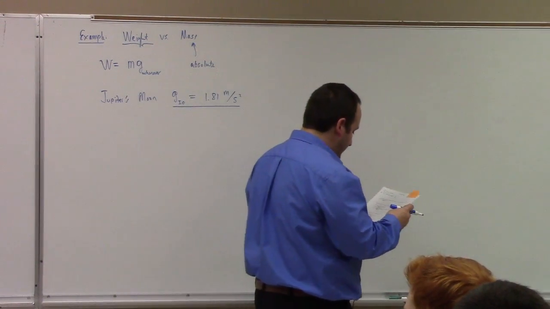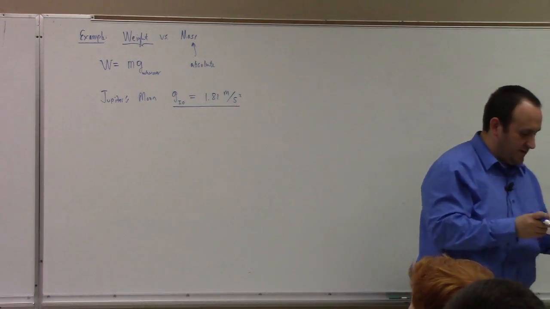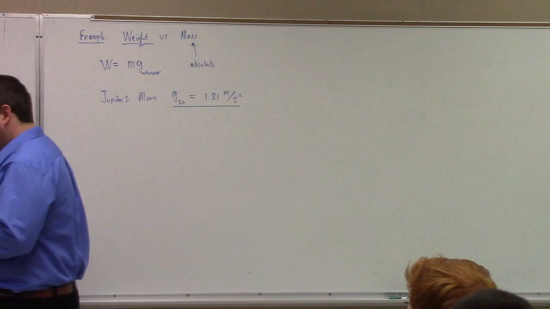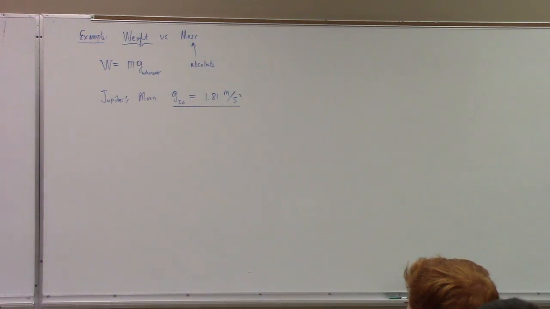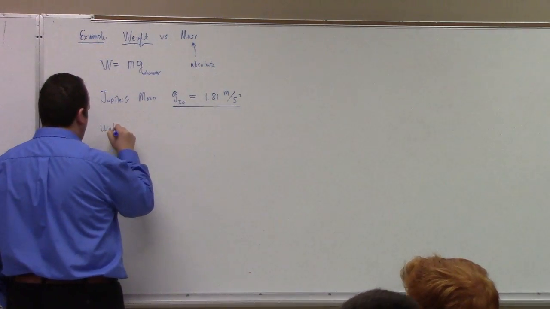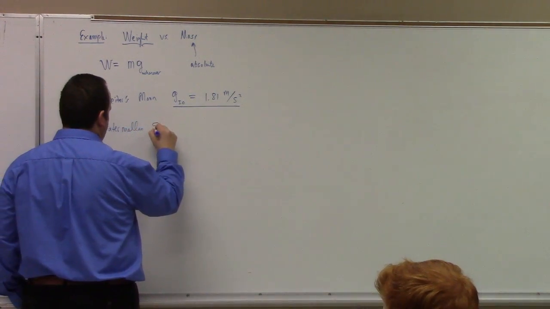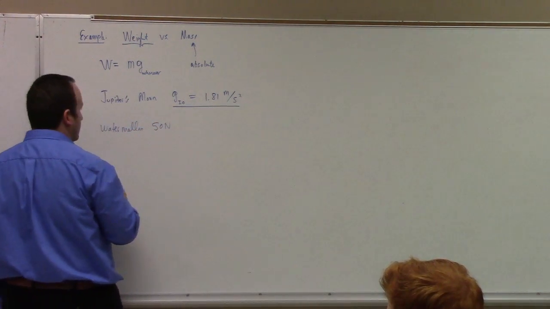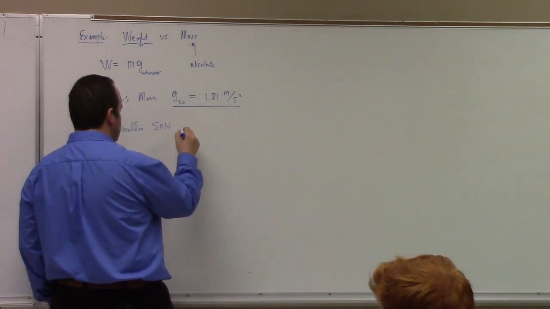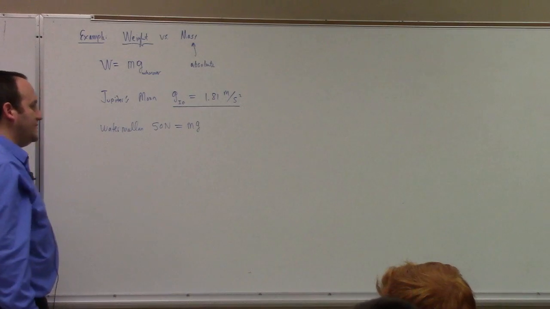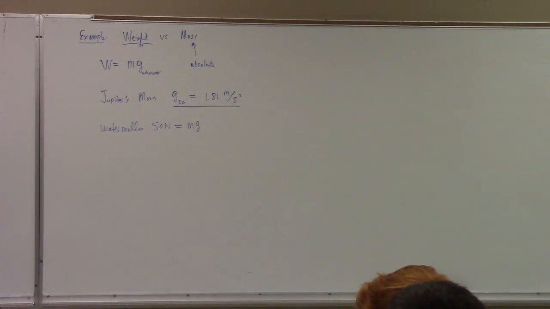So here's the deal. We're given that a watermelon weighs 50 newtons on Earth. The question is, what's its mass on Earth, and what's its mass and weight on Io? So you've got a watermelon, it weighs 50 newtons. So let's see here. That's equal to mass times g, where g, of course, means 9.8 meters per second squared. On Earth, that's what g is.